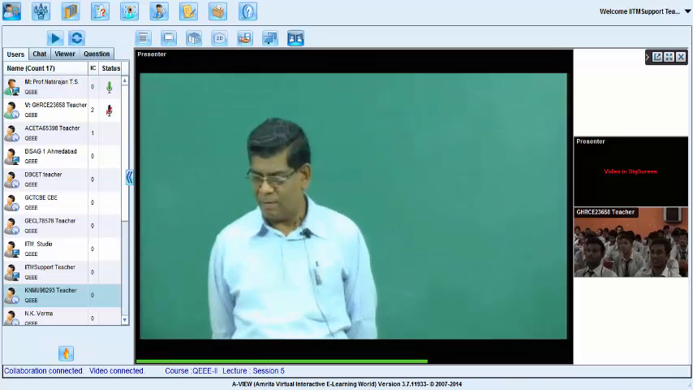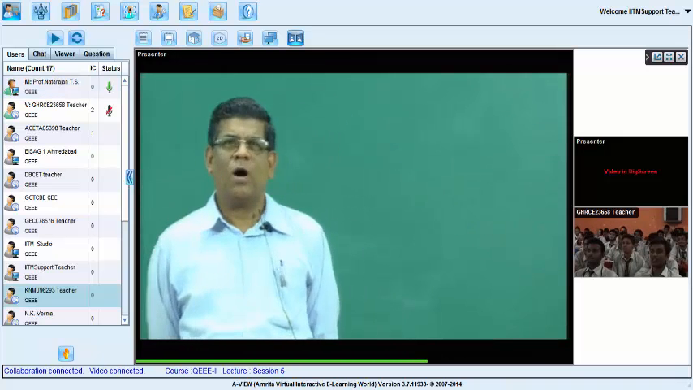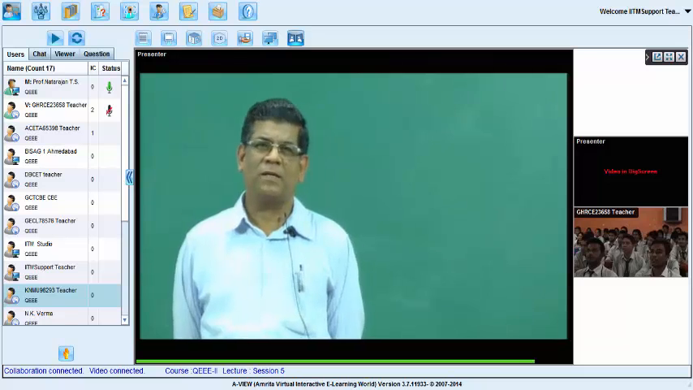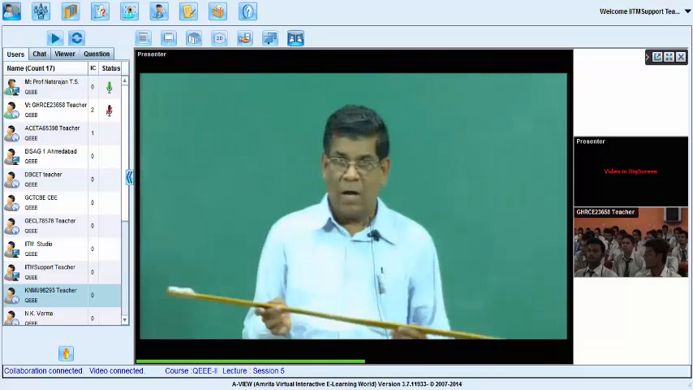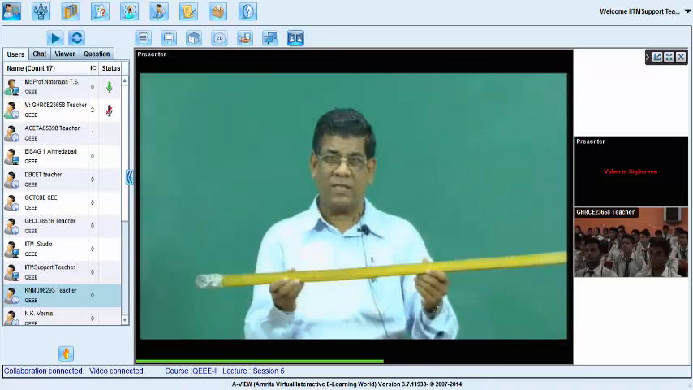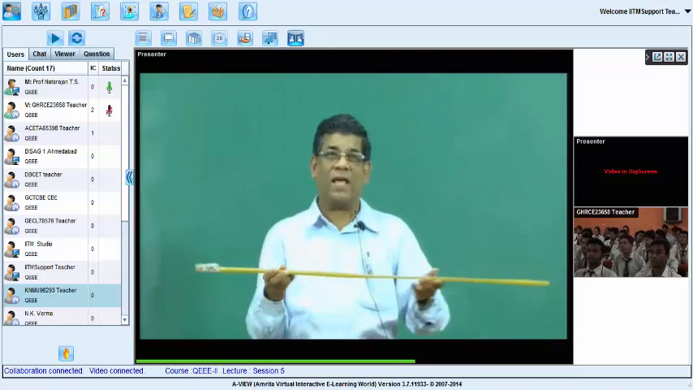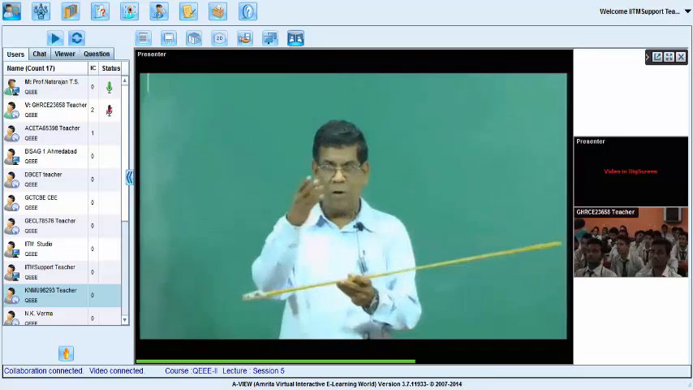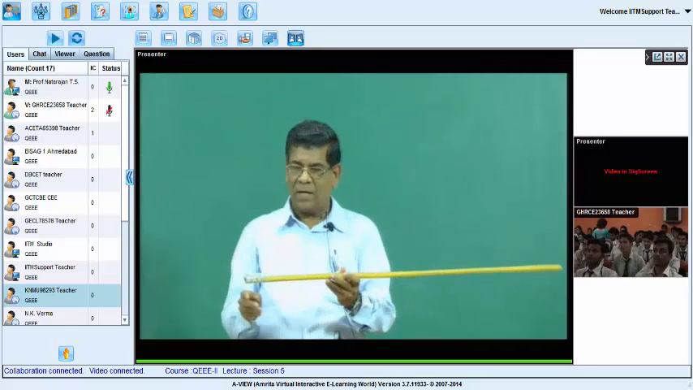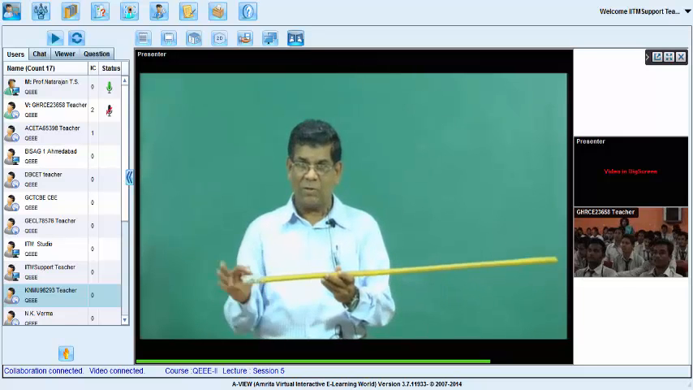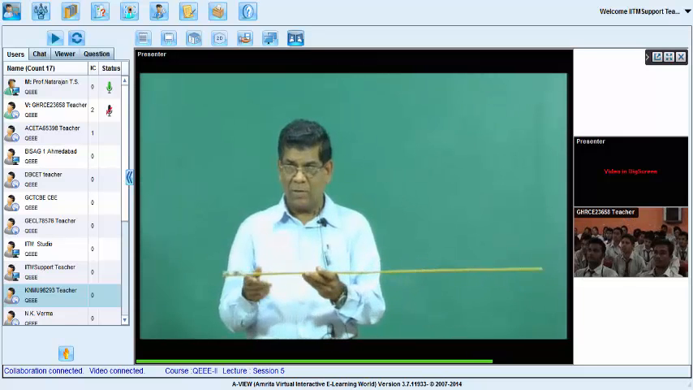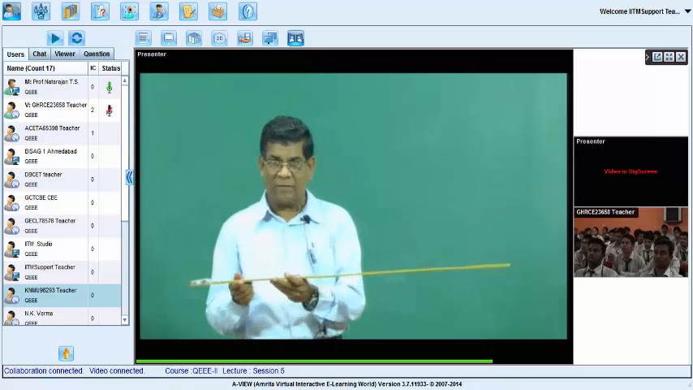As usual, we will start with a small simple experiment in physics. I hope you can see this. What is this? This is a meter scale, right? You all would have used it in the lab. And I have here two 50-gram weights. I put some sellotape so that I have just loaded on one side.